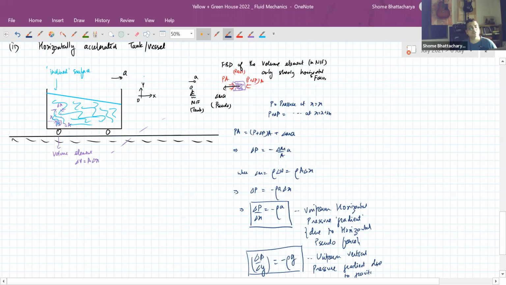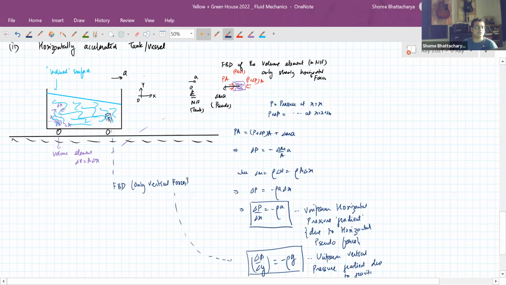So to understand how this one comes, now you just try this yourself. You take a volume element like this one and make the FBD of that and show only vertical forces on that volume element. And you should be able to show that. It should be a very comfortable derivation that you have this kind of vertical pressure gradient.